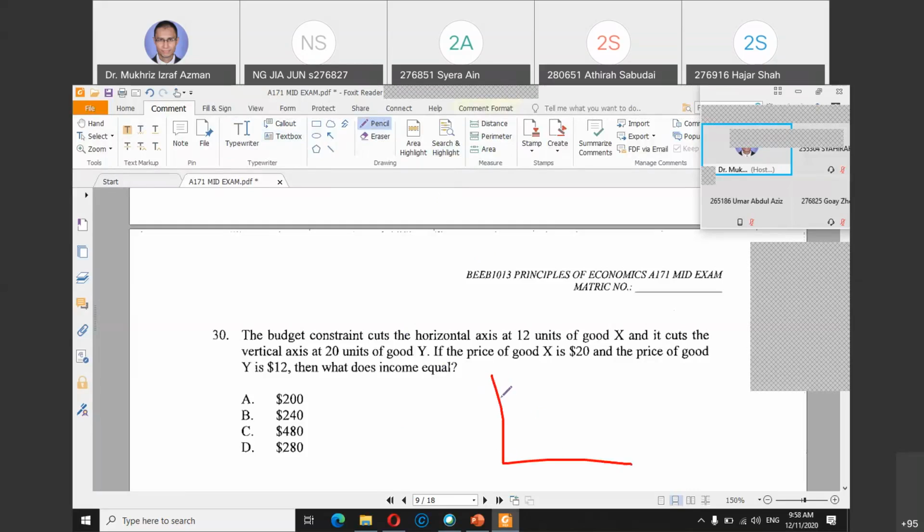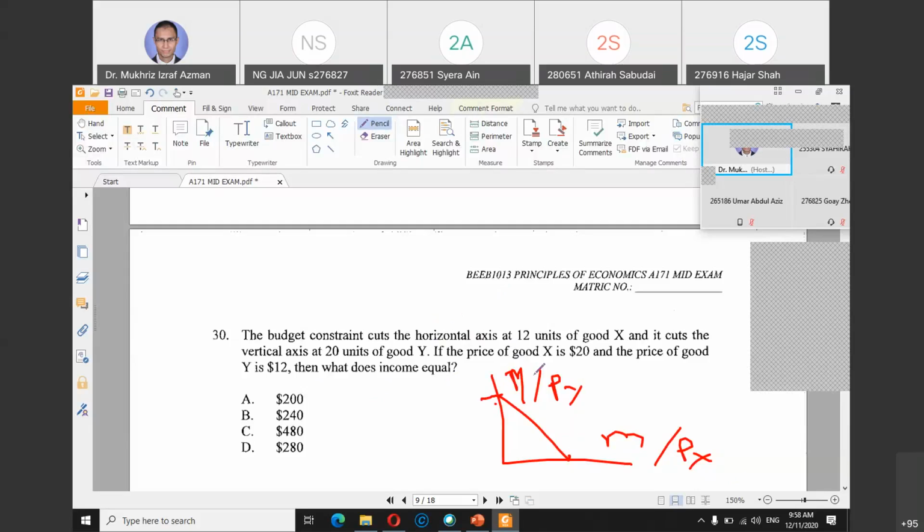Let's say this is your graph here. This point is calculated as what? Income M over PY, correct? And this point here is M over PX. So let's take M over PY first, just for good Y. You are given the price of X and Y, and also the quantity of Y and X where the graph cuts the Y axis and the X axis.